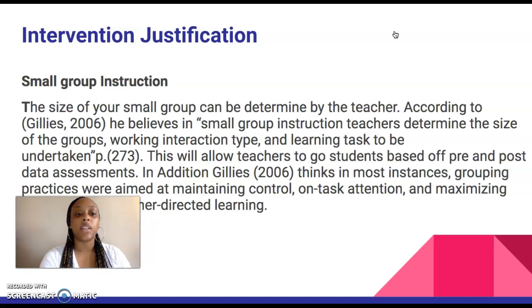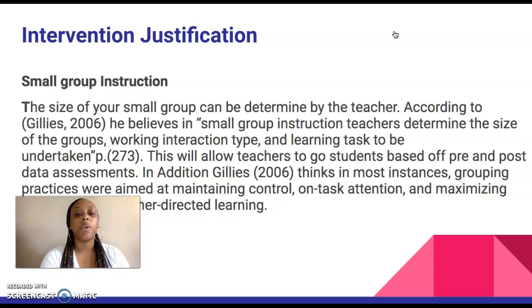According to Gillis 2006, he believes in small group instruction. Teachers determine the size of the groups, the work and interaction type, and learning tasks to be undertaken. This will allow teachers to go student-based off pre and post data assessments. In addition, Gillis thinks in most instances, grouping practices will be aimed at maintaining control, on-task attention, and maximizing individual and teacher-directed learning.